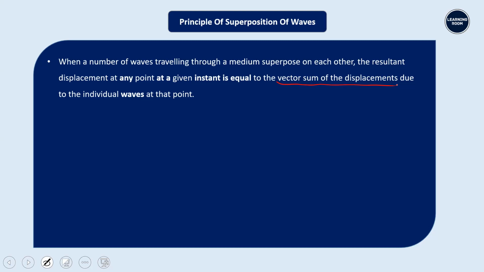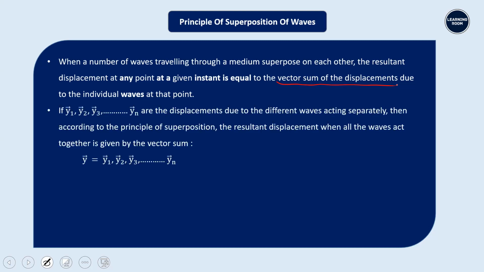So how do you write it mathematically? Suppose y1 vector, y2 vector, y3 vector, and so on till yn vector are the displacements due to the different waves acting separately. Then according to the principle of superposition, the resultant displacement, if I call it y, will be y1 vector plus y2 vector plus so on till yn vector. So they get added vectorially. They don't get added algebraically. Is that right? So this is the mathematical expression.